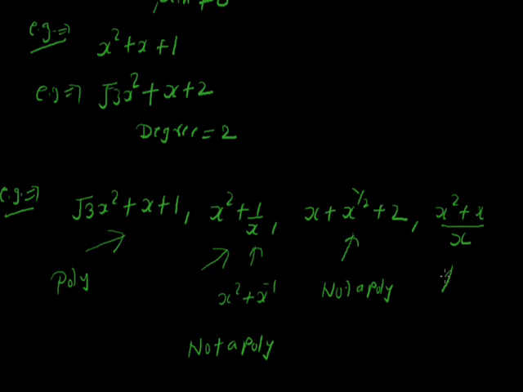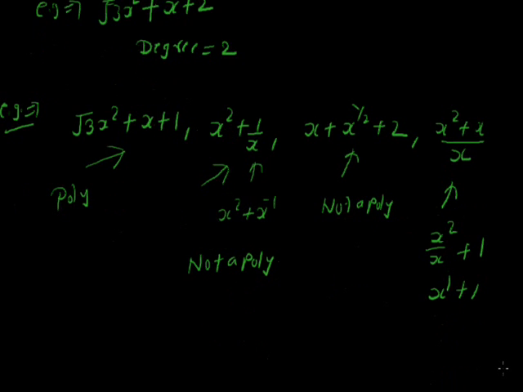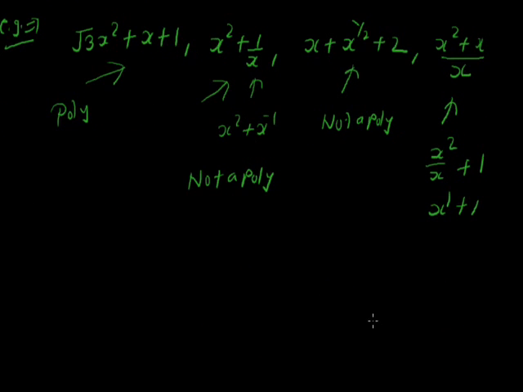Now we come to our last expression. Here x square plus x divided by x. If we separate the two terms, then we can write x square divided by x plus 1. If we observe the two individual terms, in the first term x square by x, can I write x plus 1, meaning here the exponent of the variable is a whole number, so this is also our polynomial.